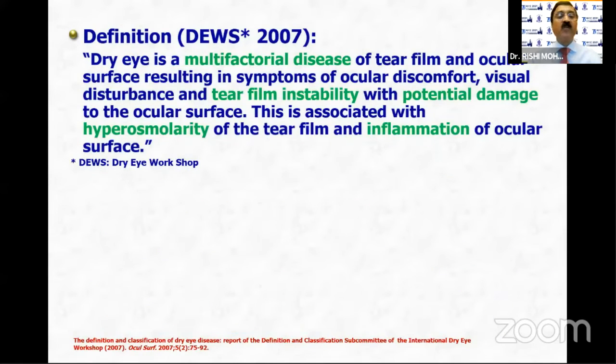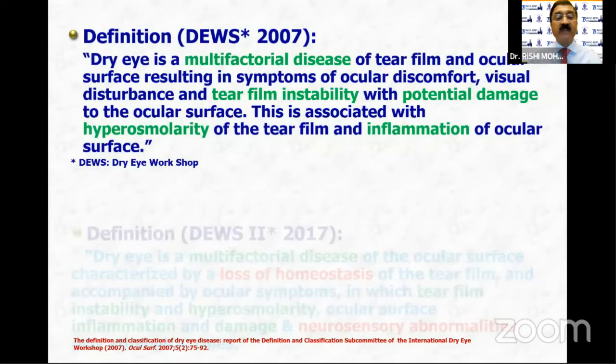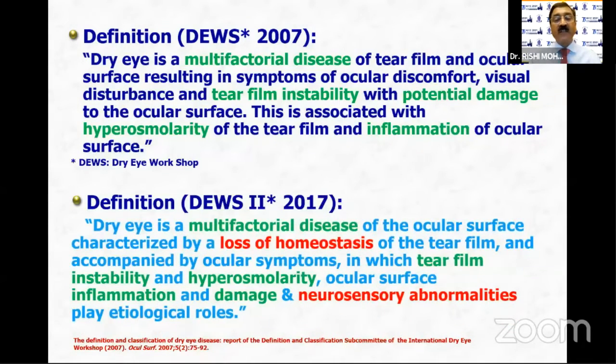So just to get onto the definition of DEWS, which was given by DEWS of dry eye, it's a multifactorial disease. It involves tear film instability and potential damage. There is hyperosmolarity and inflammation of the ocular surface. So this was the 2007 definition. And in 2017, what has changed in this definition?